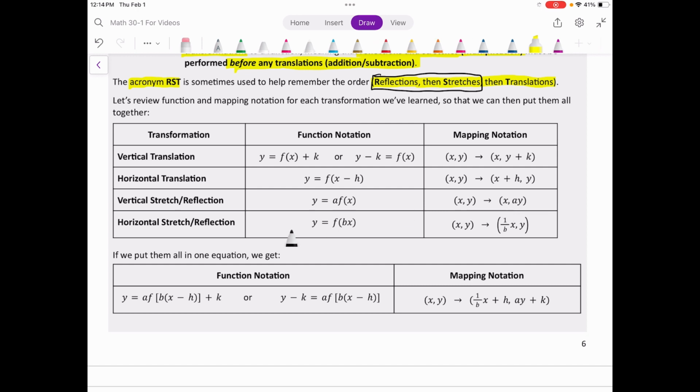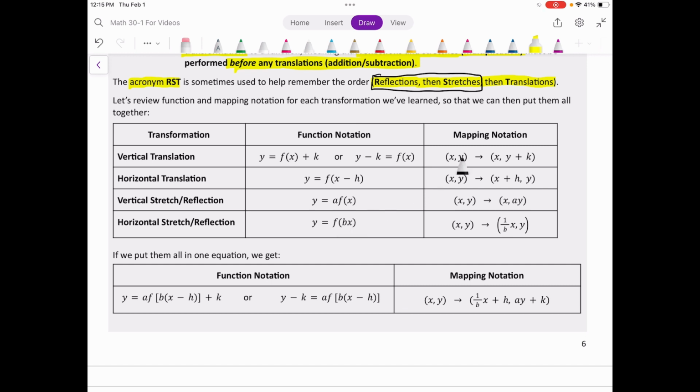And for a horizontal stretch or reflection, again, we're not transforming the y's here, so we don't want to multiply the whole equation by b or 1 over b. We're affecting the inputs. Instead of having x as our input, this is going to look like the graph of y equals f of x, but instead of f of x, it's been replaced with f of bx. Okay, so bx is our new input.